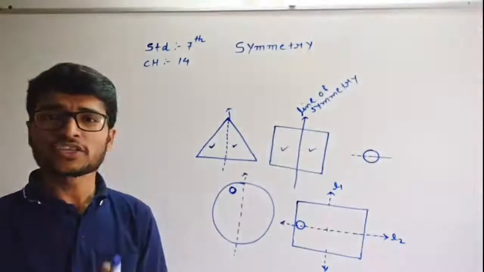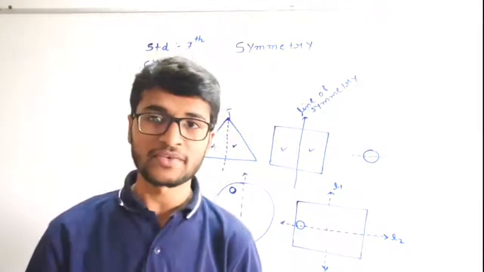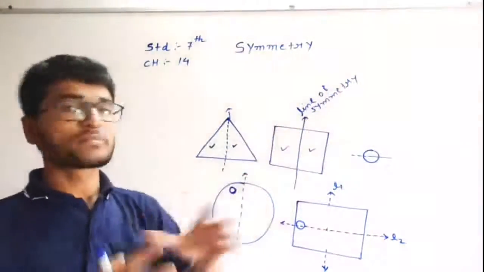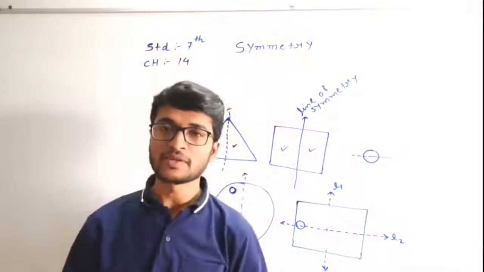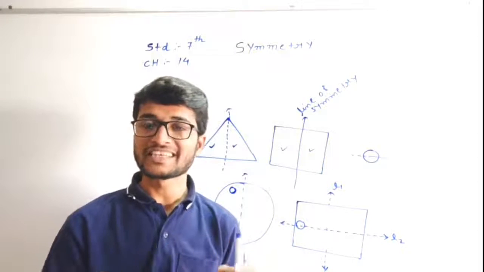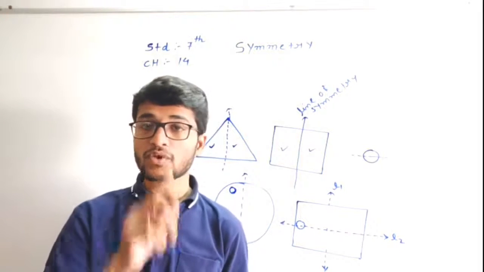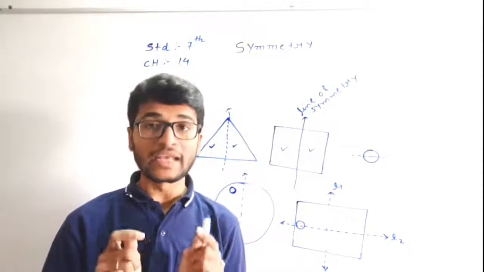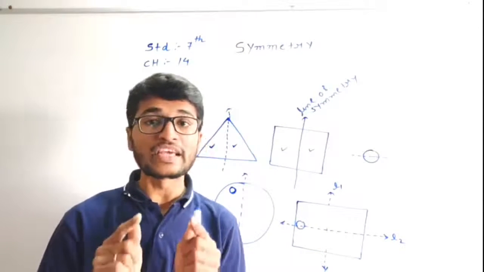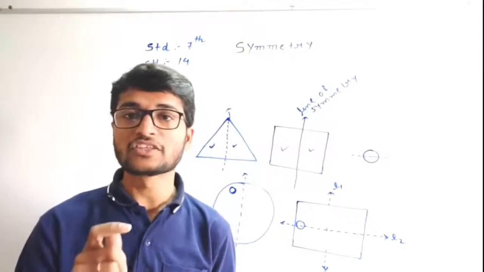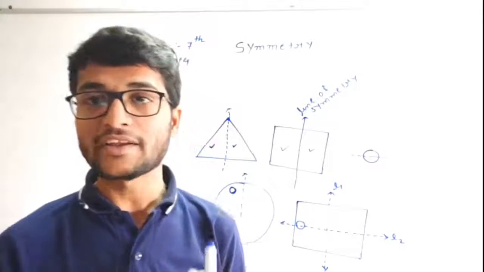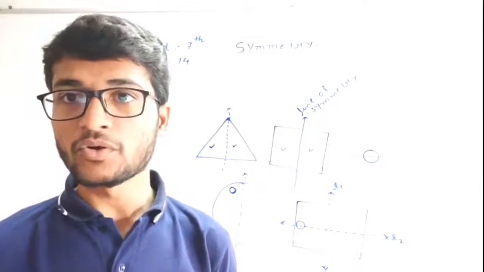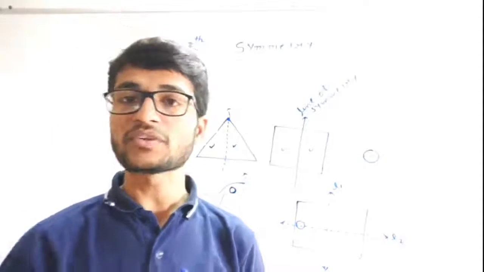So first of all, dear students, understand the line of symmetry. Symmetry means line of symmetry. What is the line of symmetry? Line of symmetry means, given any figure, we have to draw one line that divides it into two equal parts which overlap each other. That's why this one is a line of symmetry. Okay? Let's start our exercise.